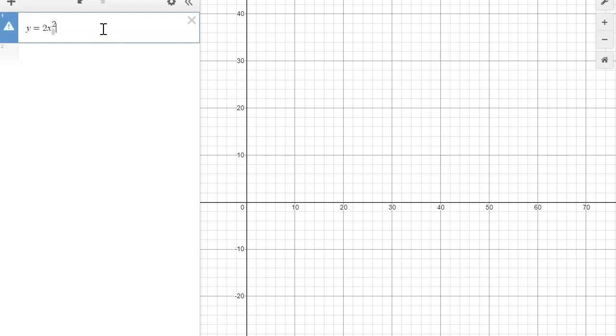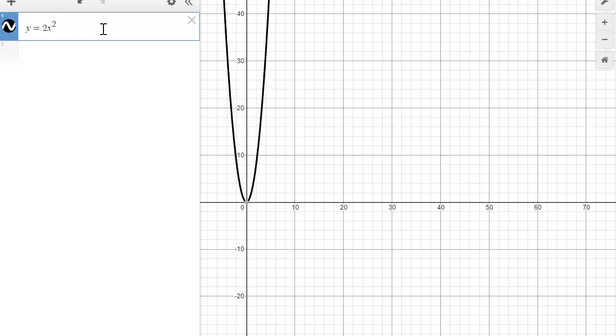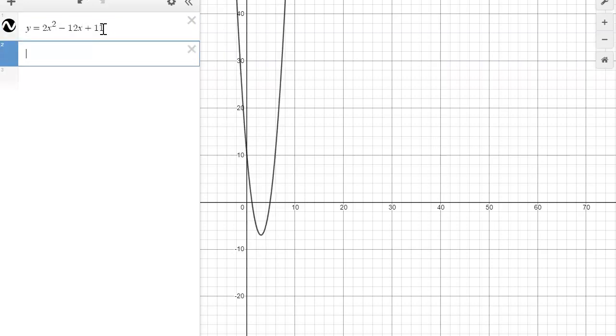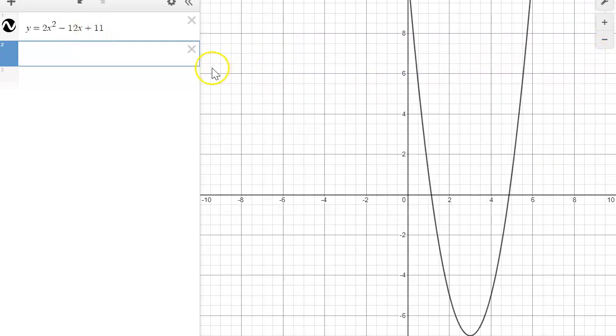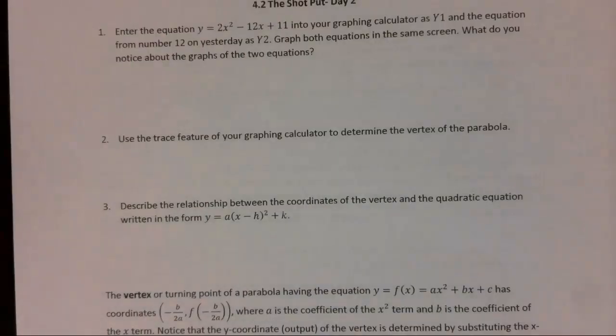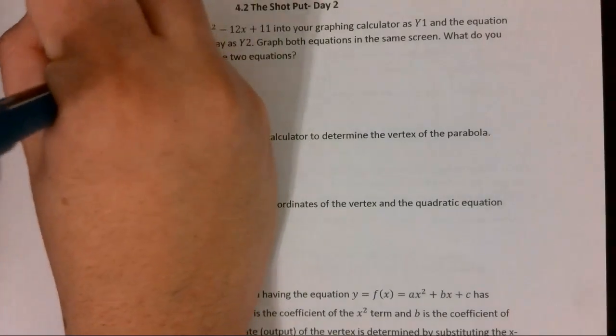Okay. Oof, not right. Minus 12x plus 11, and then I want to, let me reset this to home, by the way. Then I want to type in the one from number 12, which was y equals 2 parentheses x minus 3 squared minus 7. Notice when I did this, the red one is on top of the black one. So let's go back to the paper, today's paper. These are the same graphs.